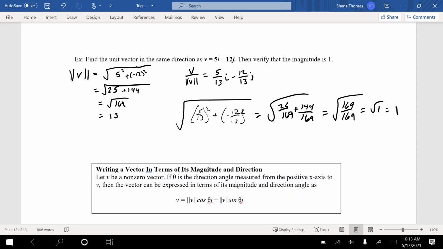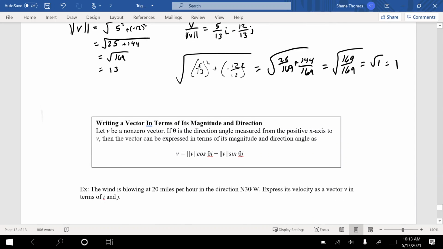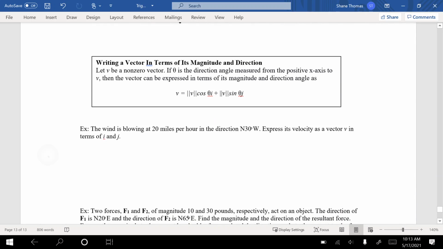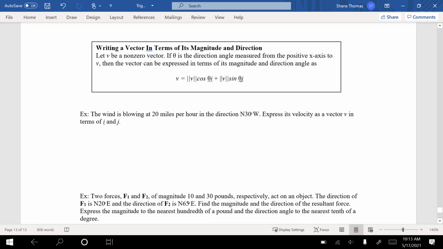So the next two things we're going to do is we're going to do two application problems here. So you want to write a vector in terms of its magnitude and direction. So let v be a non-zero vector. If theta is the direction angle measured from the positive x-axis to v, then the vector can be expressed in terms of the magnitude and direction angle as: vector is the magnitude times cosine of that, and then the magnitude times the sine of that. We're going to use it here.